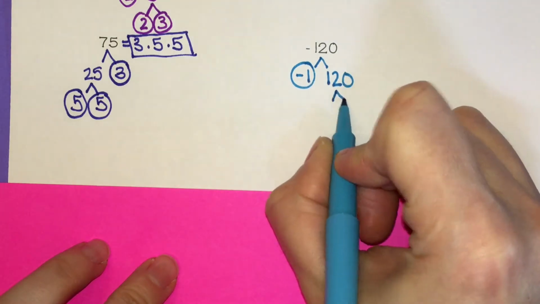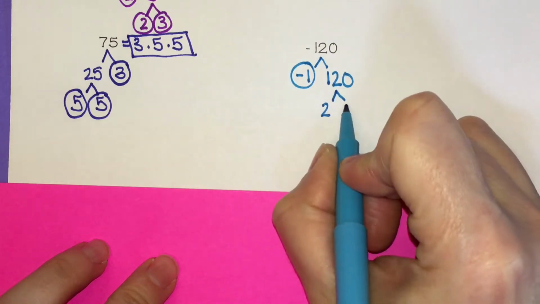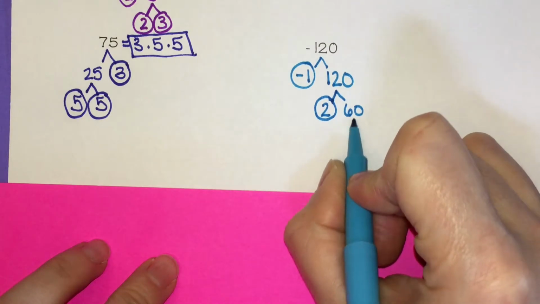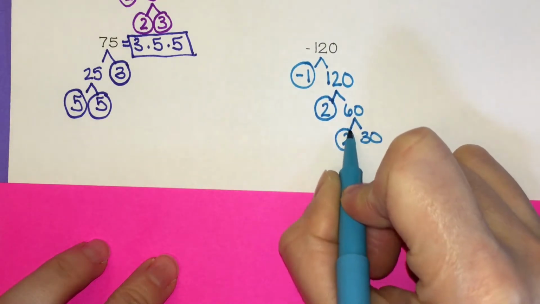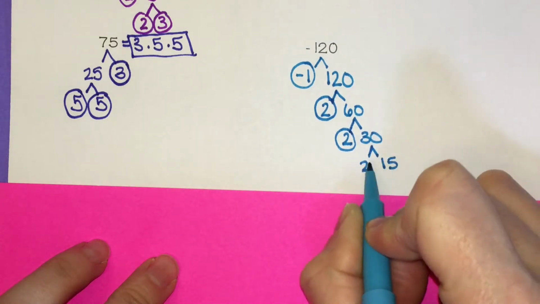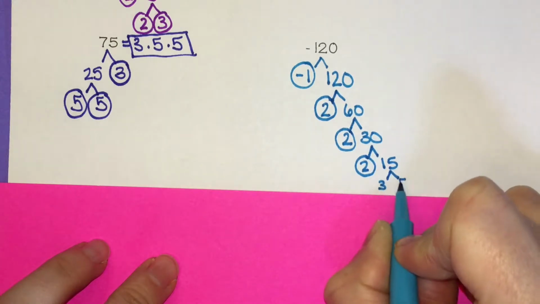All right, 120. This breaks down to 2 times 60. 2 is prime, so I have to circle it. 60 breaks down to 2 times 30. I'm going to circle my 2. 30 breaks down to 2 times 15. And 15 breaks down to 3 times 5.